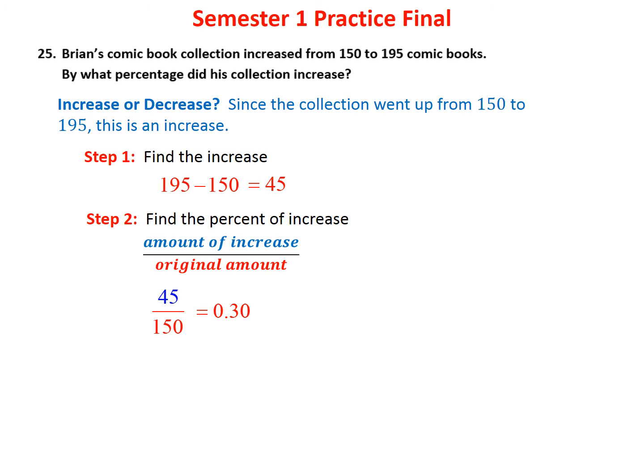So 45 divided by 150, and that equals 0.30. So remember that what percent of that is. If I move that over twice, I get that that's 30%. So the percent of increase was 30%.